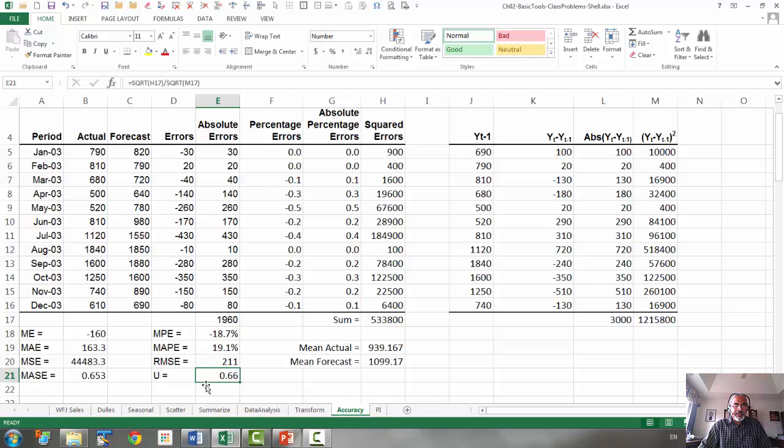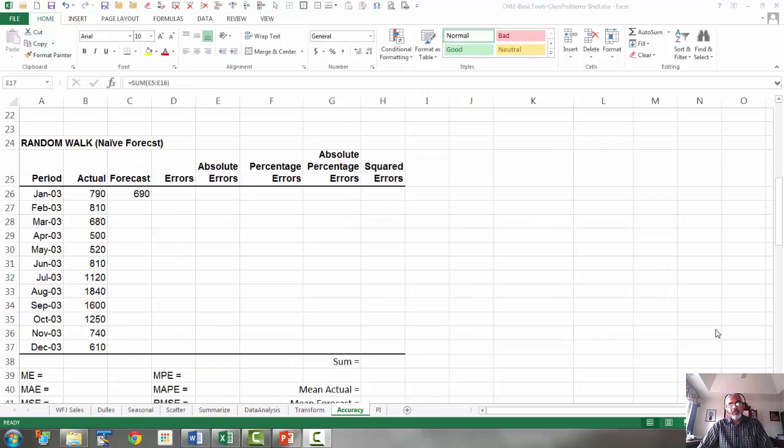A value that is less than 1. So the MASE and U are comparison with respect to random walk, or the most naive forecast that we can think of. Next, we're going to compute the same error measures like before using different forecasting methodologies for that data that we started out with.